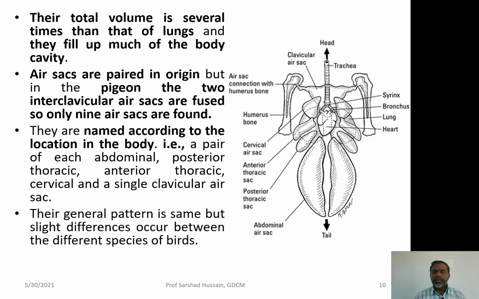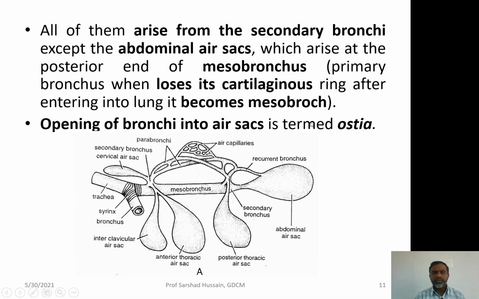Again, their general pattern is almost the same in almost all the birds, except for the difference in size, shapes, etc. in different birds. Now, all the air sacs, if you look at, they arise from the secondary bronchus. This is the trachea dividing itself into primary bronchus, and all the air sacs arise from the secondary bronchus.